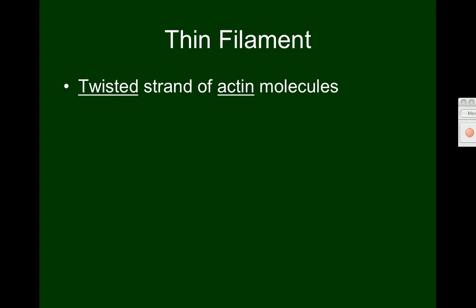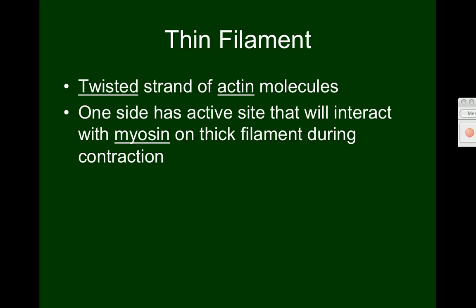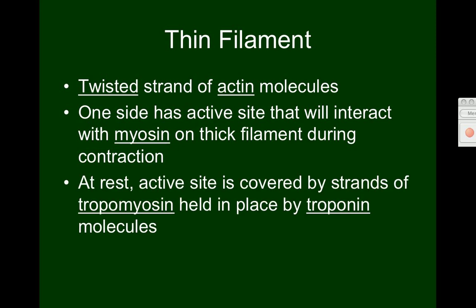All right, the thin filaments themselves, let's talk about those for a second. They are made up of twisted strands of actin molecules, and one side of these actin molecules has what we call an active site, and those interact with the myosin on the thick filament during a contraction. Now, when the filament is at rest, the active site is covered by strands of another protein called tropomyosin. And it's held in place by troponin molecules that almost act like little clips that hold those tropomyosins in place.